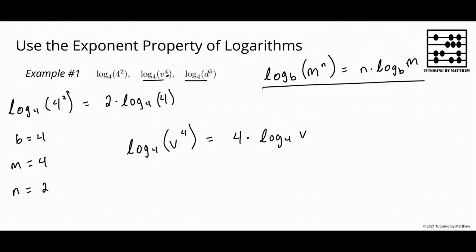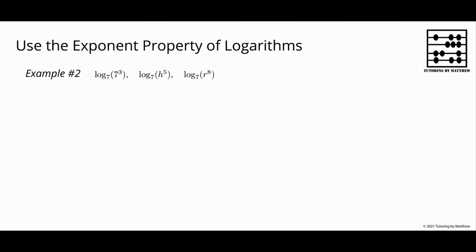Finally, again, log base 4 of d to the 5th. This one will bring down the 5 in front and multiply it times the log of just d. And this is exactly how we use the exponent property of logarithms. So please take a moment to pause the video and try these examples out on your own before looking at the solution.